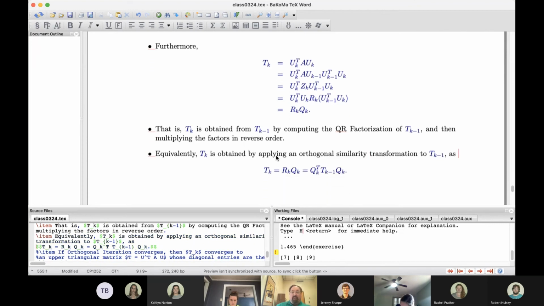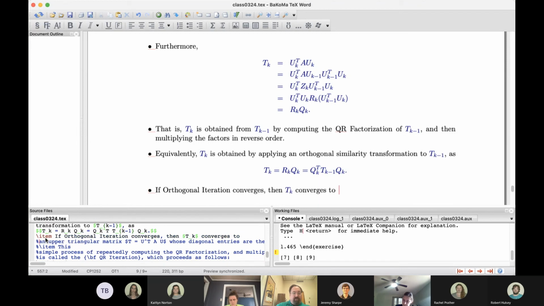Another way of putting it is T_k = R_k Q_k, but R_k = Q_k^T T_{k-1}. That's the rearrangement of a QR factorization. This is a similarity transformation, so we can see that T_k and T_{k-1} have the same eigenvalues.